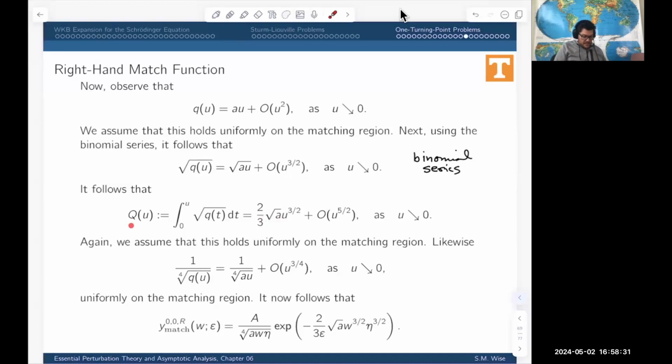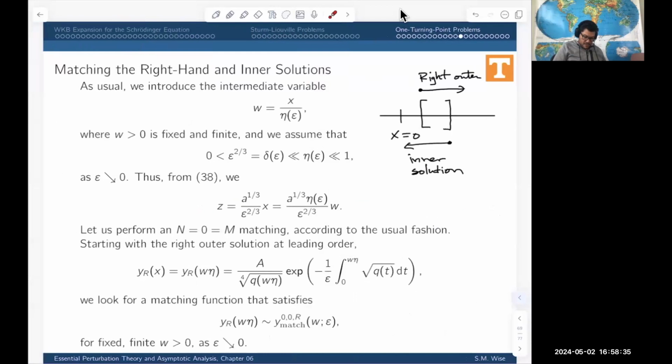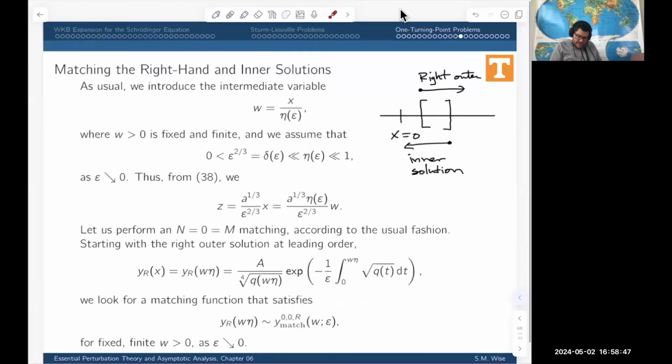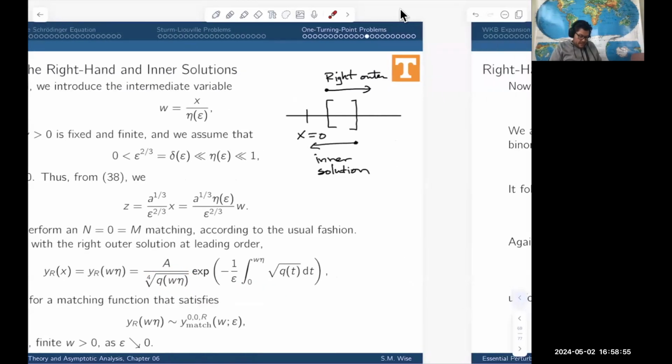I don't care what u is, whatever it is, as long as it's getting small, then this has to hold true. Now this Q of u, that's the whole business that's involved inside here, right? So minus 1 over epsilon, this can be written as Q of W times eta. So that takes care of this portion here. We only have to take care of this portion, 1 over the 4th root of Q, W eta.